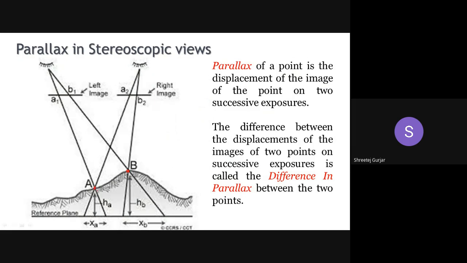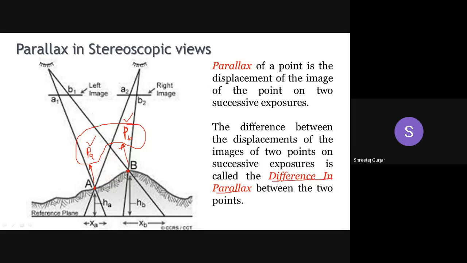And the parallax of this point A, we shall name it as PA, and the parallax of this point B we shall consider as PB. If you try to measure this PA and PB, if you calculate this parallax, they will be different, they will not be the same. These two values will be different. So the difference in these two values is called the difference in parallax.